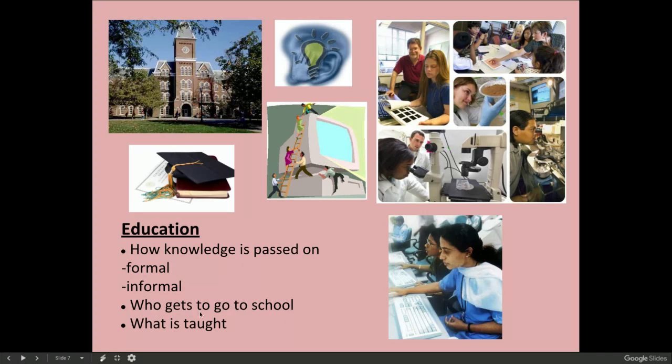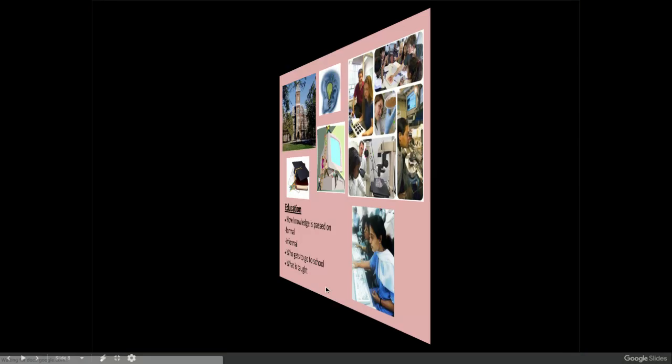In societies, who gets to go to school is important. In America, most students have access to some sort of education. We'll find that this is not true in every country. And what is taught, what is acceptable to be taught in those schools, and what is unacceptable.